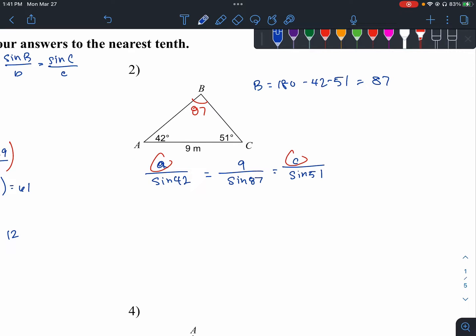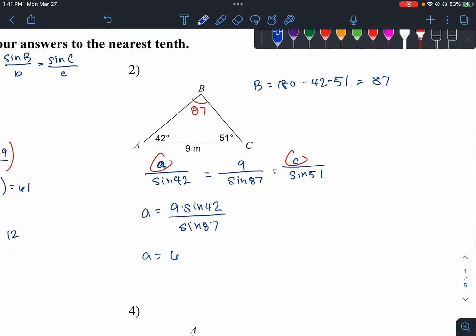Sine of 42 is going to cancel here. So I'll get A is equal to 9 times sine of 42 divided by sine of 87. So A is going to be equal to, we'll say 9 sine of 42 divided by sine of 87. I have 6.03, but we're just going to round to 6.